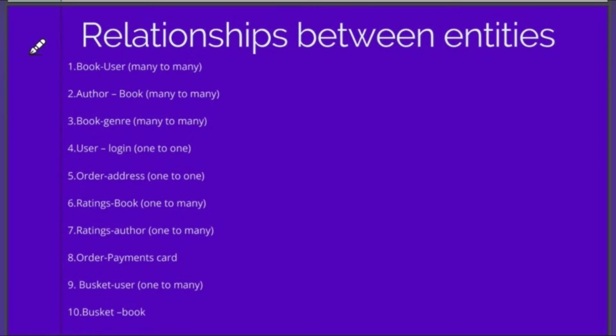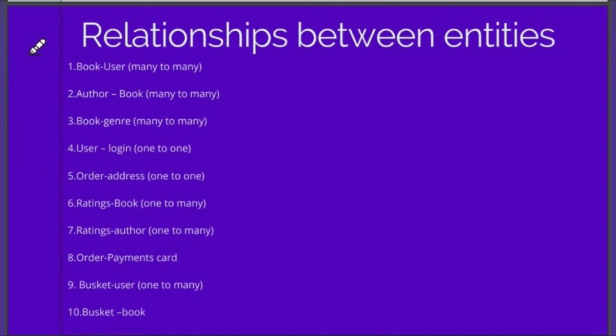The first one, user and login, one to one. One user can have only one login, and a login can be only in one user. And the next relationship is order and address, one to one. One order can be sent to one address, and one order will be sent to the address.